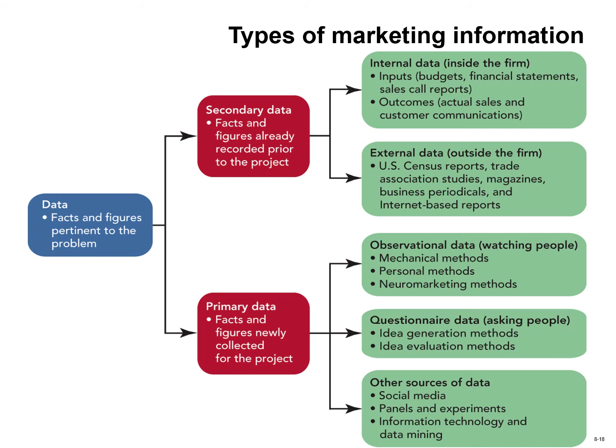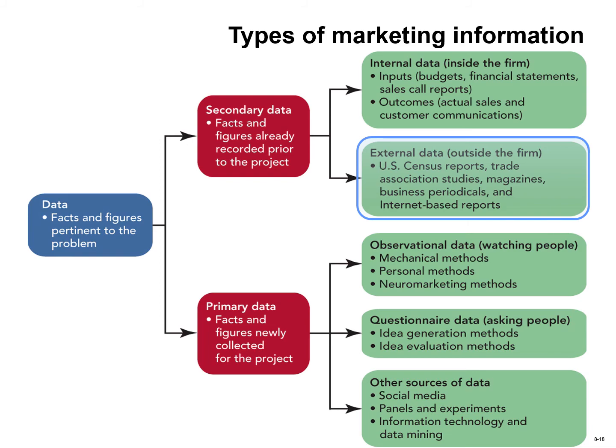So secondary data, the first one is internal data, which is inside the firm. And these can be inputs or outcomes, basically budgets, financial statements, sales call reports, actual sales, and customer communication. So whatever is internal to the organization, inside the firm, those statements or any reports that have already been collected by somebody else, you can use them for your research, and this is going to be your secondary data. Next is external data, which is outside the firm, and that's also collected by somebody else.